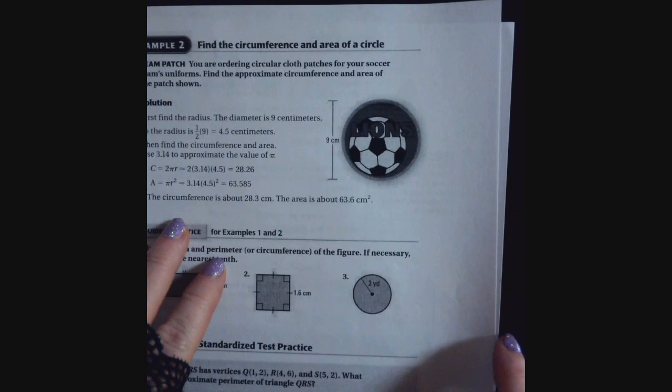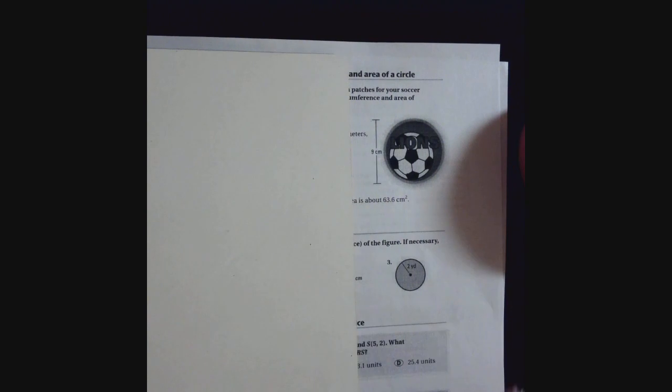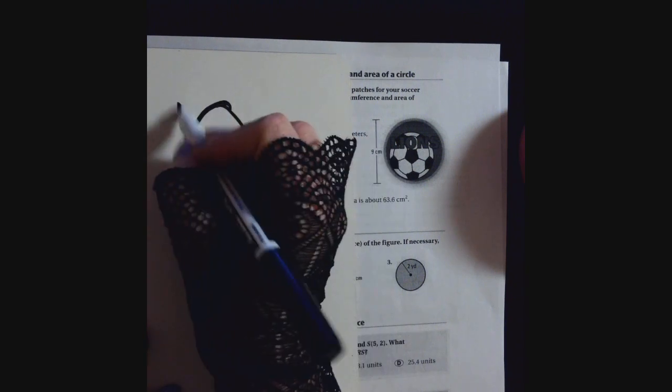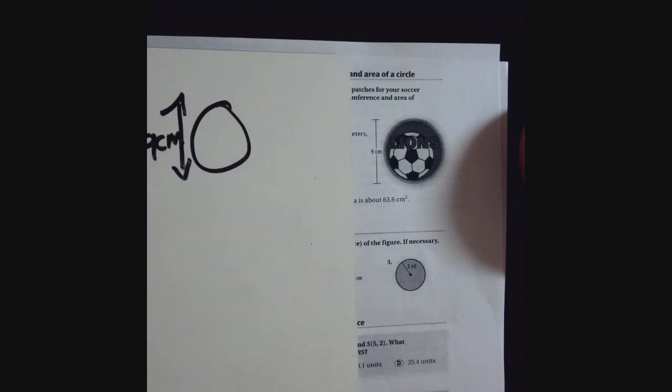Alright, so find the circumference and area of a circle. Let's go ahead and do it here. Trying to fit this, make it up so we can see it both. All they've told us is a circle and the diameter is 9 centimeters.